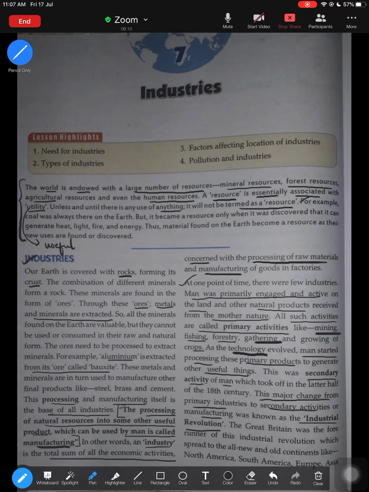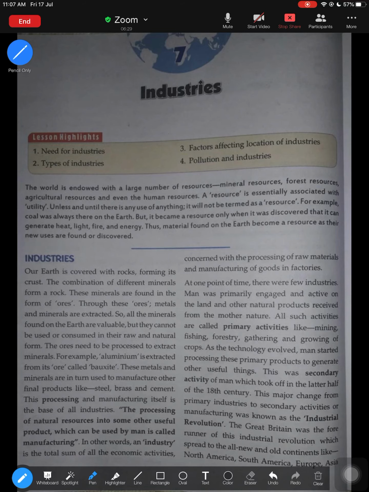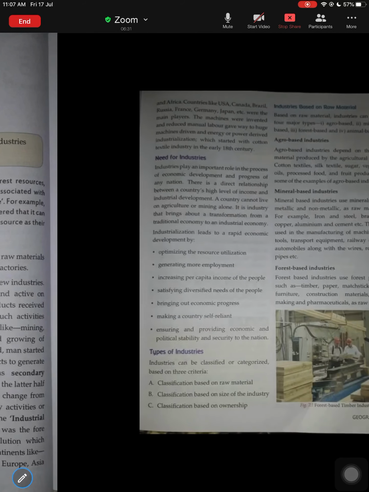Revolution means change. So this change that was brought about, converting the raw material into a finished product, is known as your industrial revolution. And Britain was the main force behind the idea of starting this revolution, followed by all of the different continents who were part of this revolution. So that was all about industrial revolution.